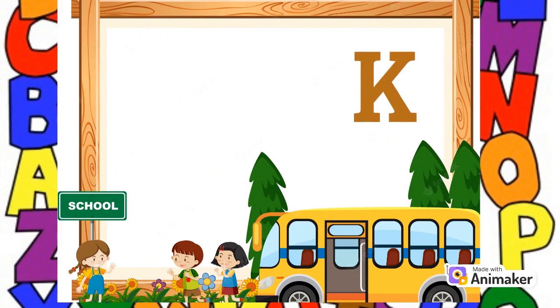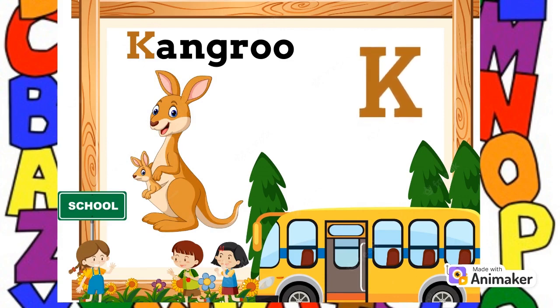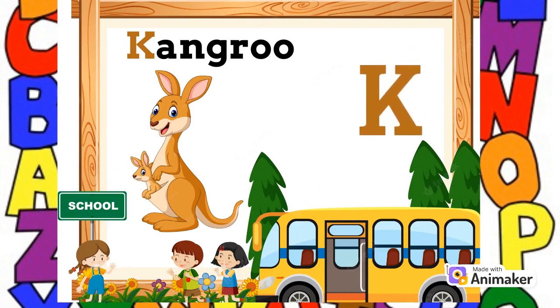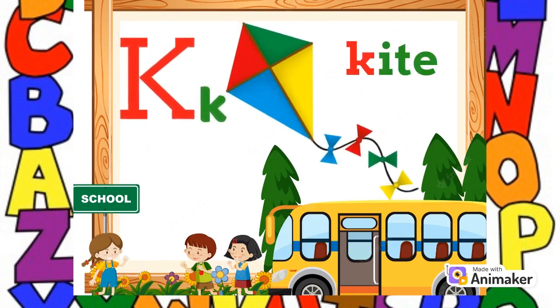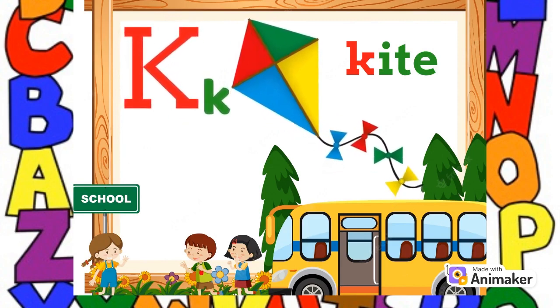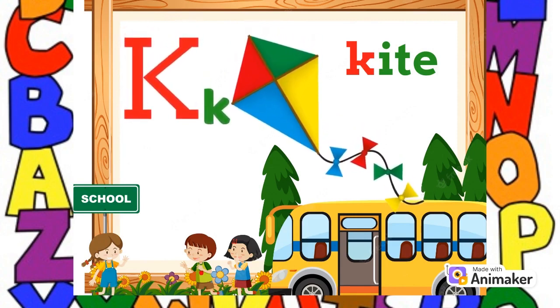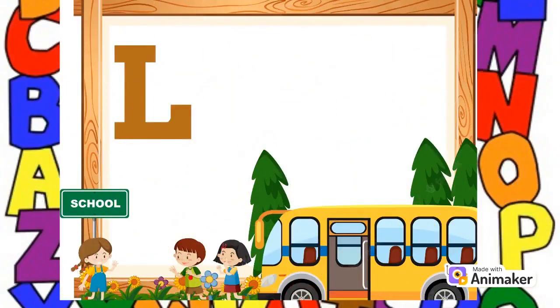K. Capital K. K for kangaroo. K. A. N. G. A. R. O. O. Kangaroo. K. Capital K. Small k. K for kite. K. I. T. E. Kite.